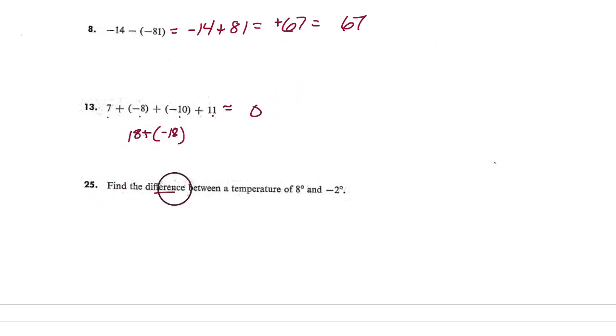Number 25 is find the difference. The word difference means subtract them. How is the temperature changing when you start at 8 and you end up at negative 2? The temperature has decreased 10 degrees. The difference is negative 10. Mathematically, if your ending temperature is negative 2 and you minus your starting temperature, you get negative 10.